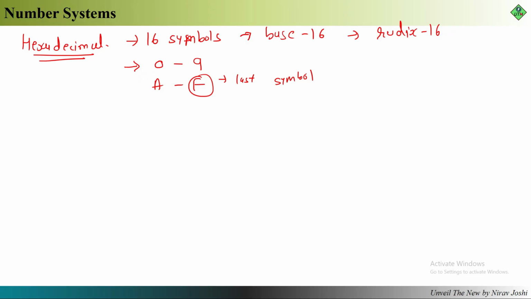In octal, 7 was the last symbol. In decimal, 9 was the last symbol. In binary, 1 was the last symbol. Please remember this to understand how hexadecimal operates. We are going to do the same thing. We will write the decimal, and then we will write the hexadecimal of that.